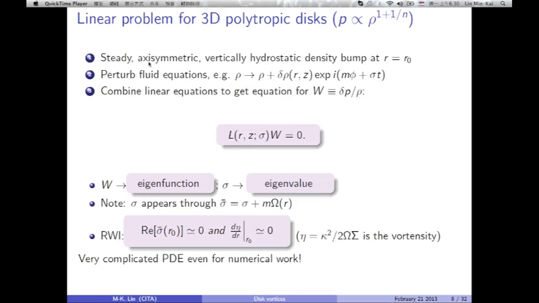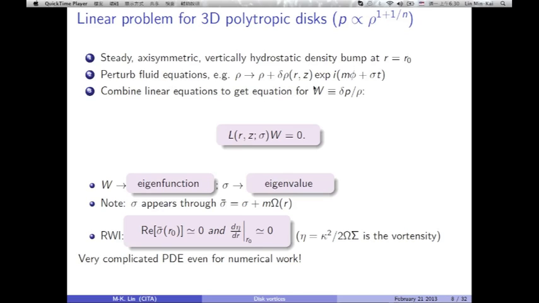So I'm going to go through a very standard piece of linear stability calculation here. And the standard procedure is the following. The first thing we need to do is to define an equilibrium disk. So I'm going to consider a steady disk, axisymmetric, and in vertical hydrostatic equilibrium. I'm going to have a smooth disk, but I'm going to put in a density bump, a localized bump at unit radius. We can go ahead and perturb the fluid equations.